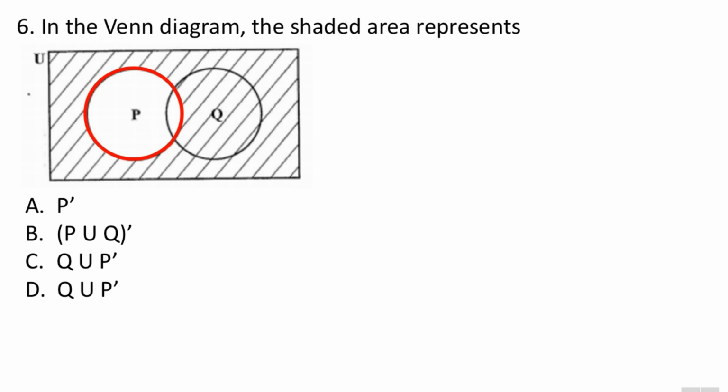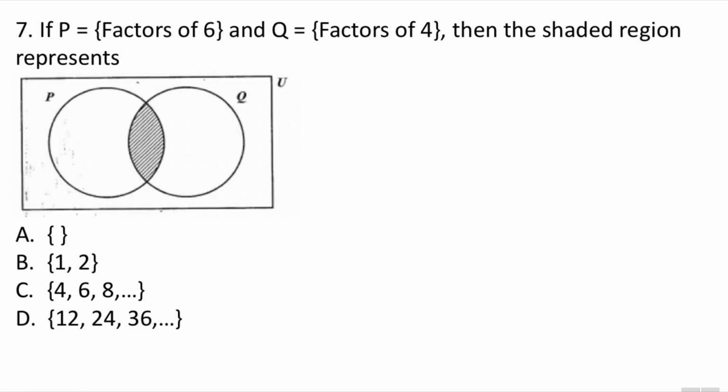So if it's not P, it therefore means we can write it as P complement, and we use a little symbol here to represent the complement of a set. So therefore our answer for this, guys, must be A. Let's now have a look at question 7.